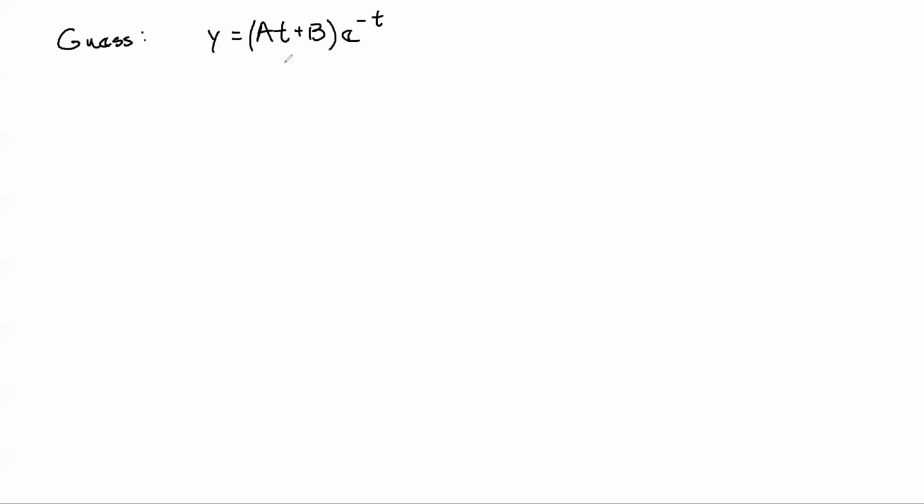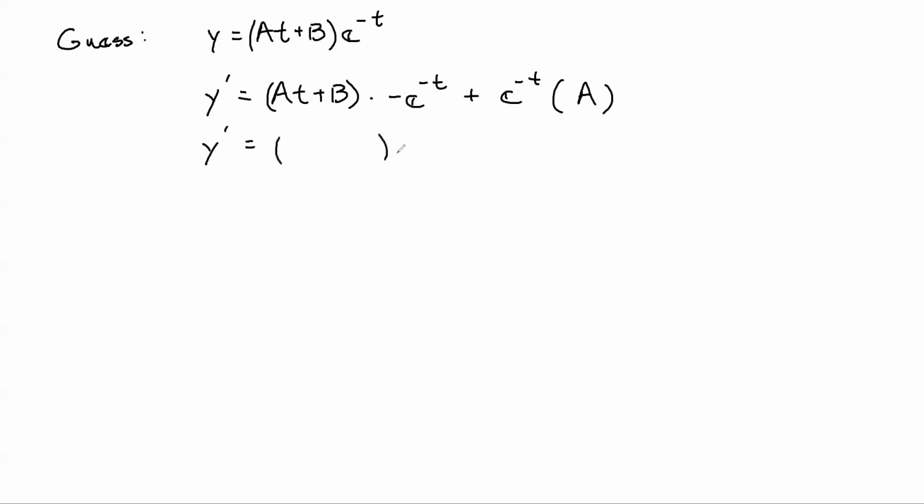But in any case, let's try this and see what happens. If you do y prime, you're going to get at plus b times negative e to the negative t, and then e to the negative t times a. If we simplify that a little bit, we're going to have something times e to the negative t. So we're going to have a negative at, and then a negative b, and then a plus a.